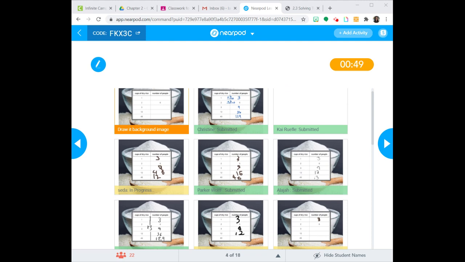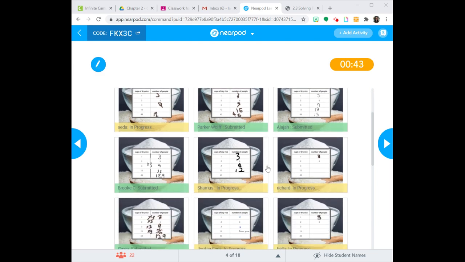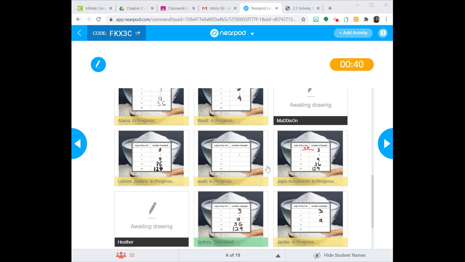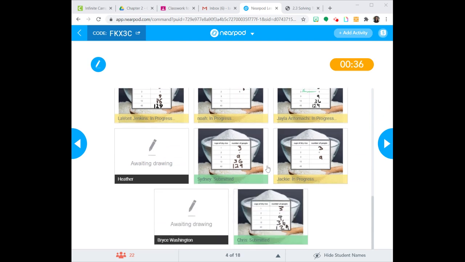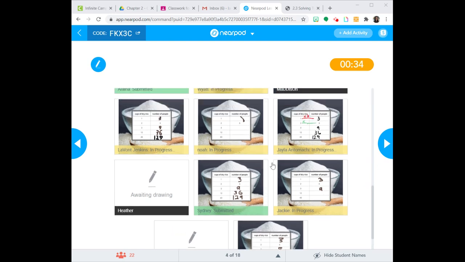Careful with our mental math though. I keep seeing us doing the right thing, which is the main goal for me. But little tiny mistakes here and there. 30 seconds just to finish up. I see some of you done and now you're going in and showing your work. That is perfect.